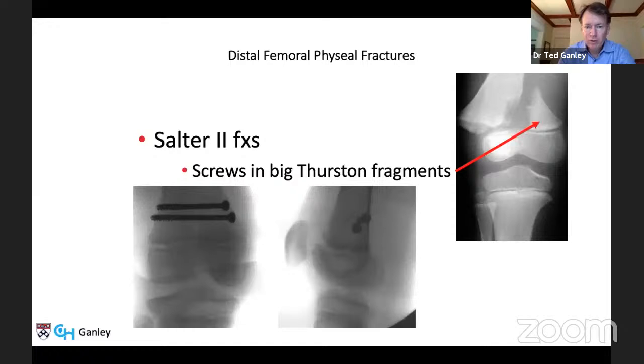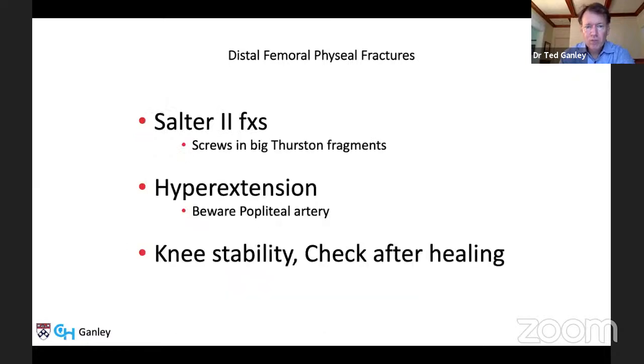For Salter II fractures, if the Thurston-Holland fragment is big enough, I like to have screws placed in the Thurston-Holland fragment. I prefer multiple screws, and it depends on the size of the knee, the size of your compression screws, either 4 or 5. For a very large patient with large Thurston-Holland fragments, you can use larger screws, 6.5 screws. I will use partially threaded screws for those. So Salter IIs, again, screws in the larger Thurston-Holland fragments. With hyperextension, beware of popliteal artery injuries. Check knee stability after healing because of, again, that triad of potential injuries, especially that valgus stress.